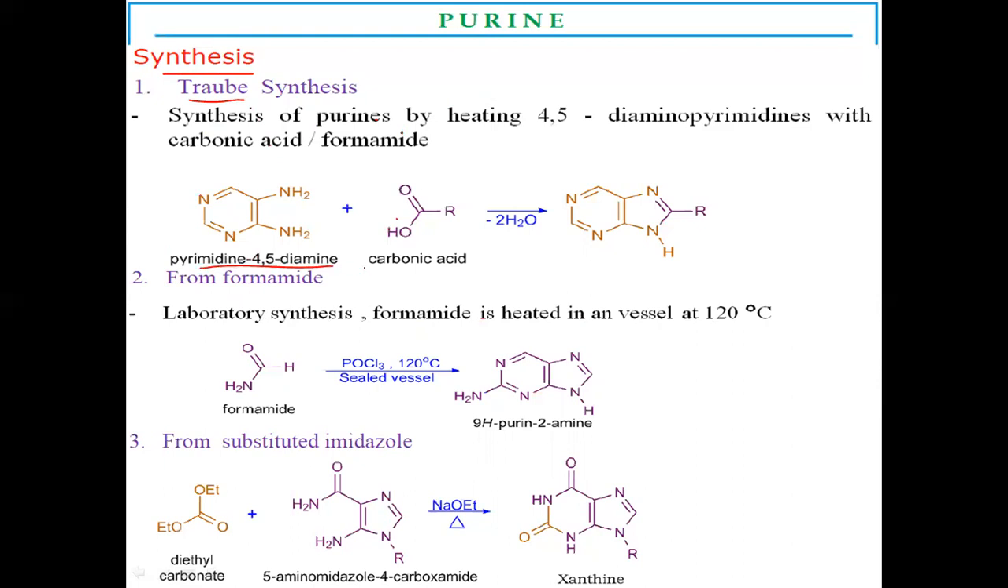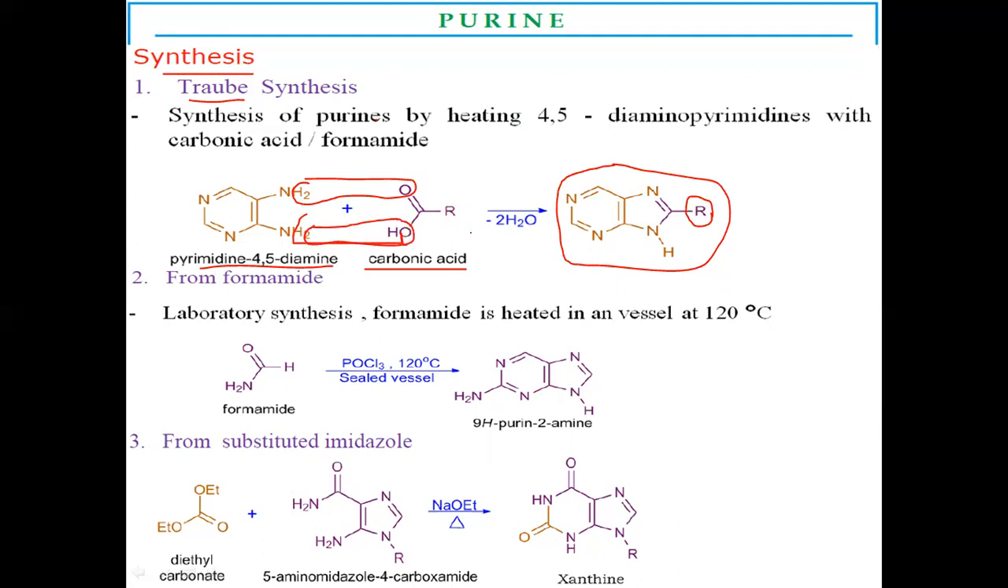They react with an acid, that is a carboxylic acid. It will form the cyclization of purine, and an 8-substituted purine is formed. Here, there is liberation of 2 water molecules during cyclization to make the bond and give the cyclized product. The 8-substituted purine is the final product formed in the Traube synthesis.